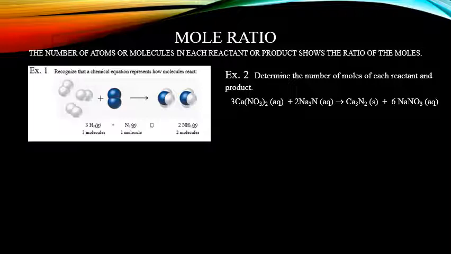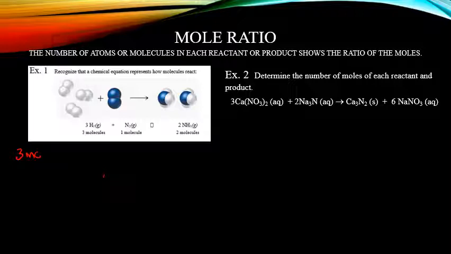So if we look at the first problem, recognize that a chemical equation represents how molecules react. So I have 3 hydrogen molecules reacting with 1 nitrogen molecule, and it produces 2 ammonia molecules, NH3. So in order to determine the mole ratio, we would need to convert from the molecules into the number of moles. So I'm going to start by doing that. So I'm going to take 3 molecules of H2. Remember, I can abbreviate molecules as MC.